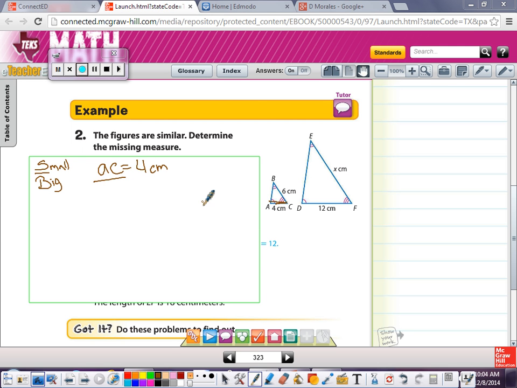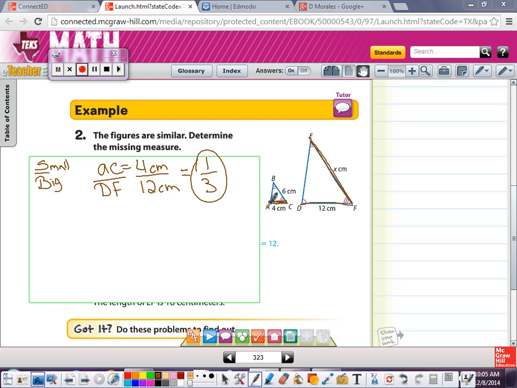Well then, if A to C is 4, then D to F is going to be the matching side, and that length is 12 centimeters. I'm going to take that ratio and simplify it, and I get 1 to 3. This is our scale factor. That means this big triangle is 3 times bigger than this small one, or if I say it backwards, this small triangle is 1/3 the size of the big triangle. Knowing that, I can now find my missing measurement.